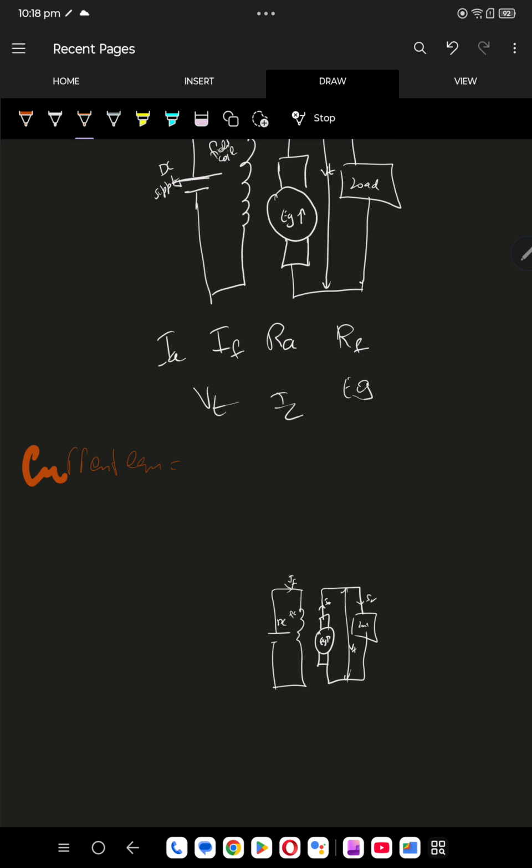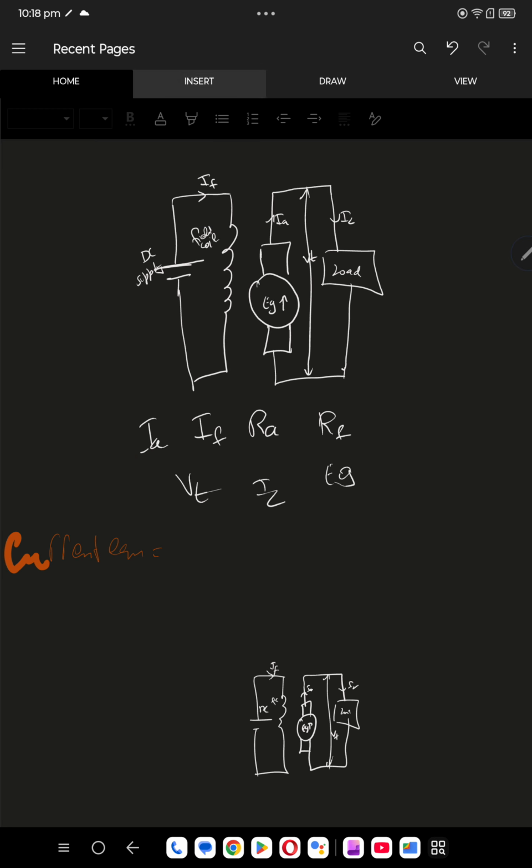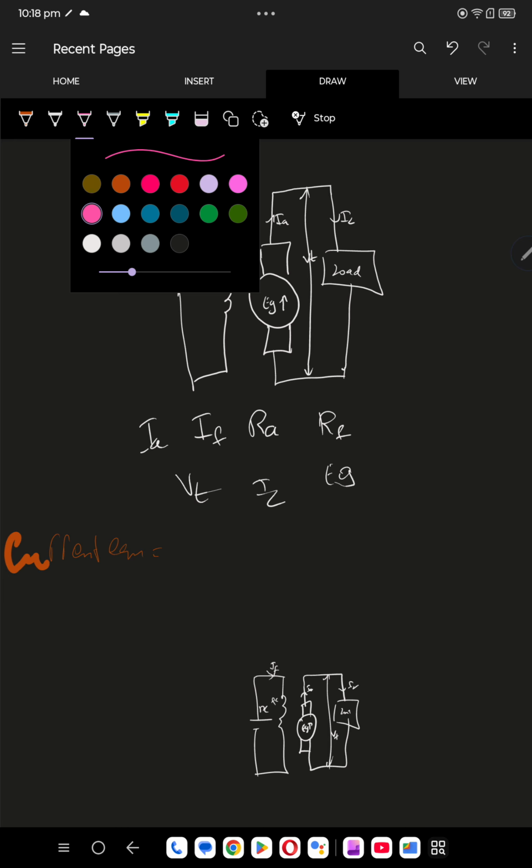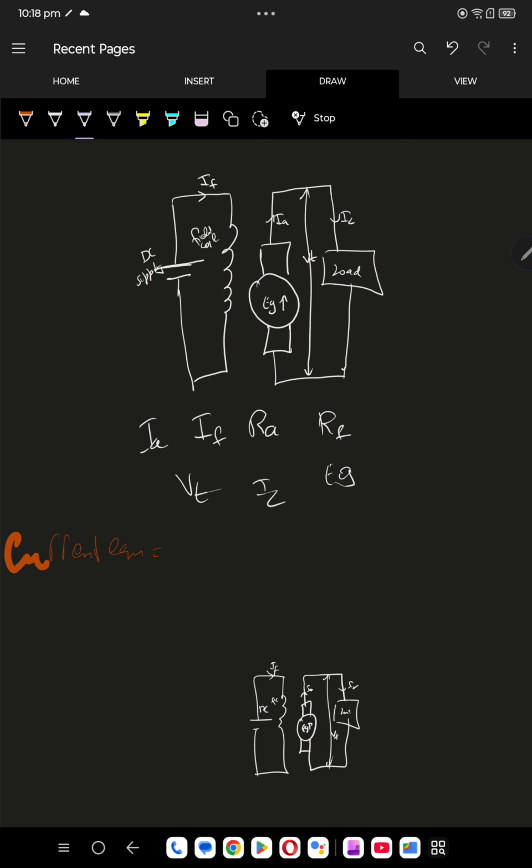Current equation, look at the diagram carefully. IA is equal to IL. Whatever current comes as IA is equal to IL. This is correct. That's it. That's the current equation. Now coming to the voltage equation.